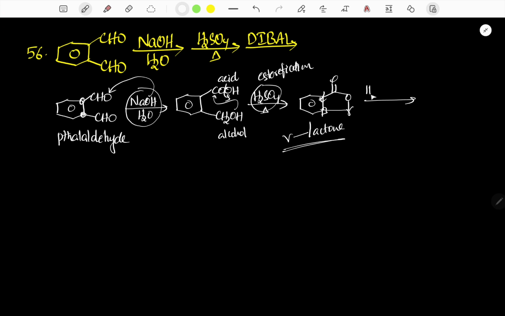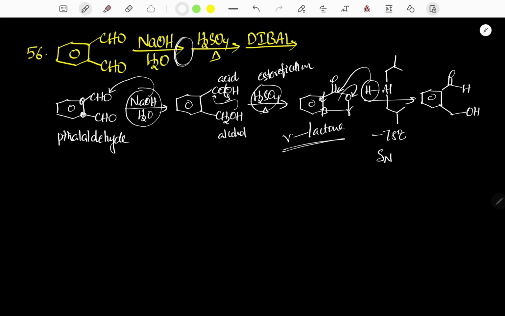Now this gamma lactone is treated with diisobutyl aluminum hydride at minus 78 degrees Celsius. Here the H minus attacks the carbonyl carbon, and the leaving group will leave. So it is a nucleophilic substitution reaction. Finally we get the corresponding product, an aldehyde and an alcohol. So the first reaction is the Cannizzaro reaction, intra-Cannizzaro. The second reaction is esterification, and the third reaction is reduction, DIBAL-H reduction.